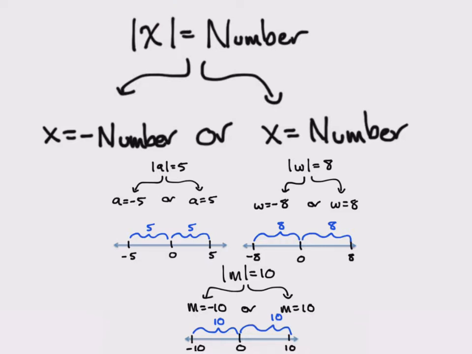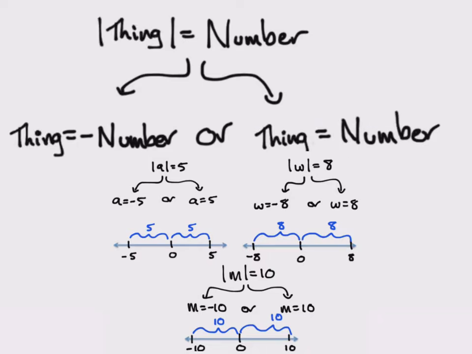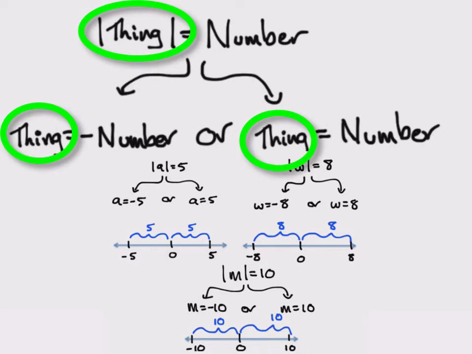Now, note, right now in this general form, this x represents a variable, which just represents a number. But this is going to be the strategy for any equation of the form the absolute value of thing equals a number, where that thing can be any number, any expression. It can have all sorts of stuff going on. We're going to handle it in the exact same way. Either that thing equals the original number, or that thing will equal the negative of that number.